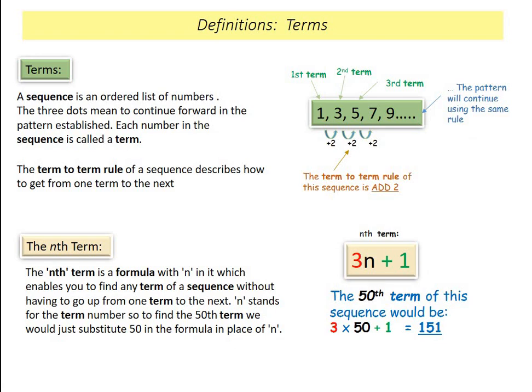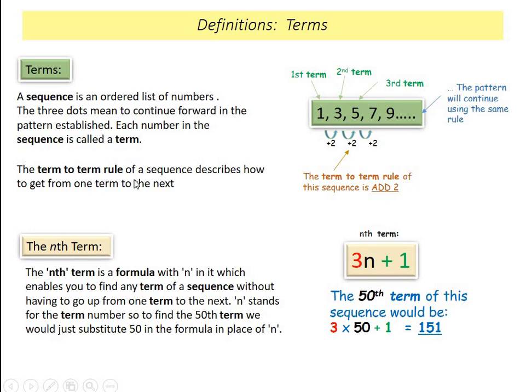So first of all, let's have a look at the definitions. You may want to print off the next two slides or copy down the definitions if you're unsure. First of all, we need to know what a term is. A term is the position of the number in a sequence. So in this sequence, 1, 3, 5, 7, 9, 1 is the first term, 3 is the second term, 5 is the third term, 7 is the fourth term, etc.